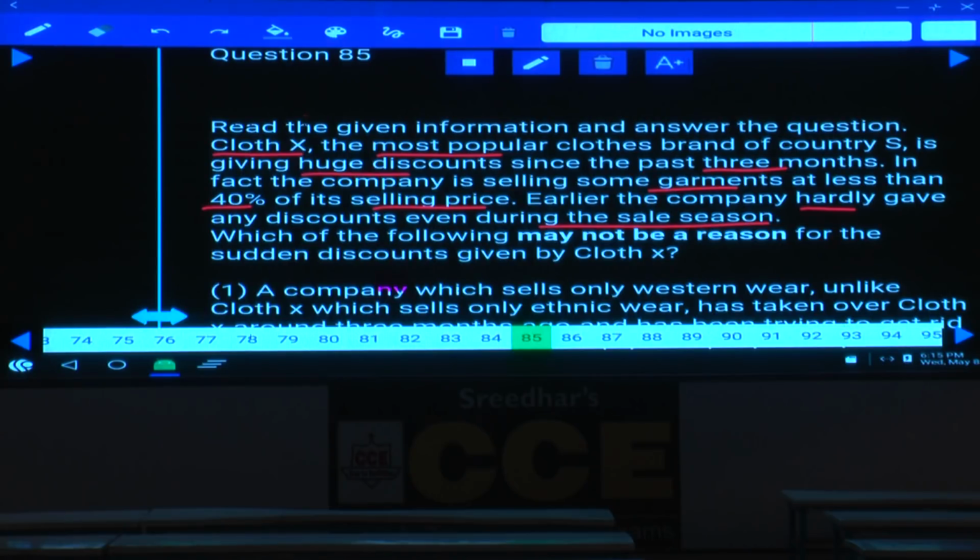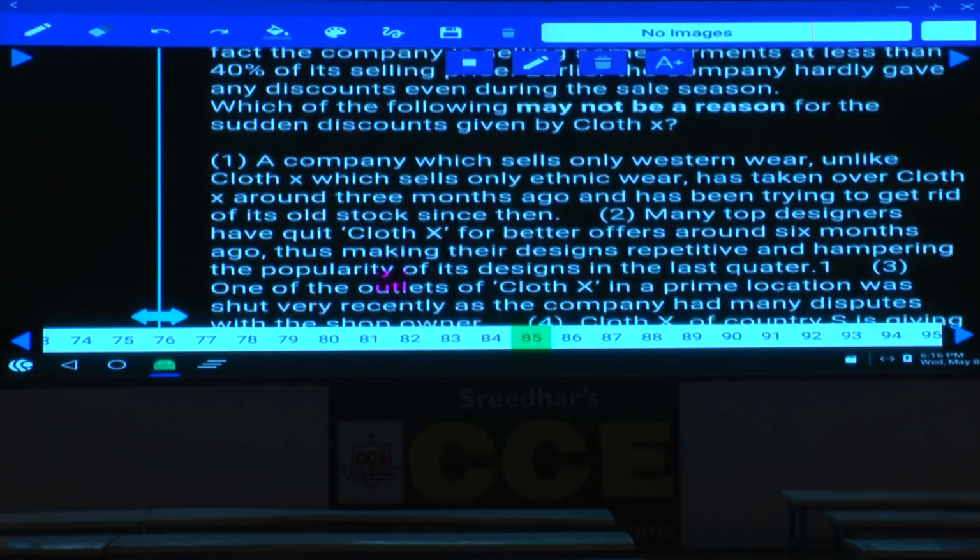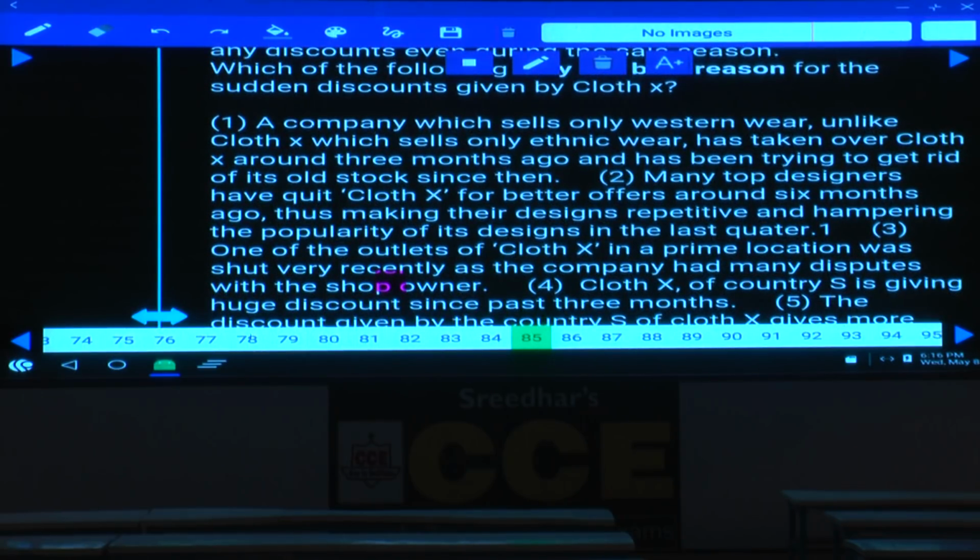ఇంతకు ముందు సేల్ సీజన్లో కూడా ఈ కంపెనీ వాళ్ళు అసలు ఇచ్చేవారే కాదు, హార్డ్లీ. దట్ మీన్స్ వెరీ ఫ్యూ ఒకేషన్స్. బట్ వేస్ నౌ ఫ్రమ్ ద లాస్ట్ 3 months దే ఆర్ కంటిన్యూస్లీ గివింగ్ డిస్కౌంట్స్, at less than 40% in some of the cases. Then which of the following may not be a reason? Except one, all the remaining are reasons, one is not the reason. Now we need to find out which is not the reason for that discounts. ఏది మనకి రీజన్ కాదు అని చెప్పండి.